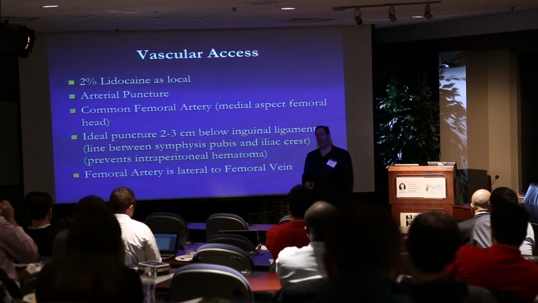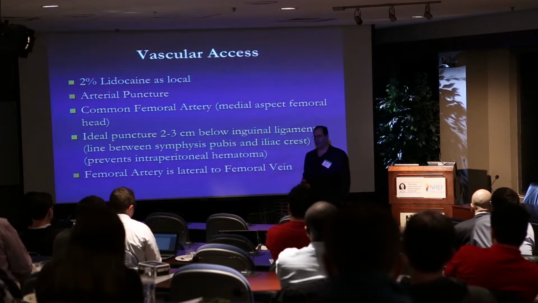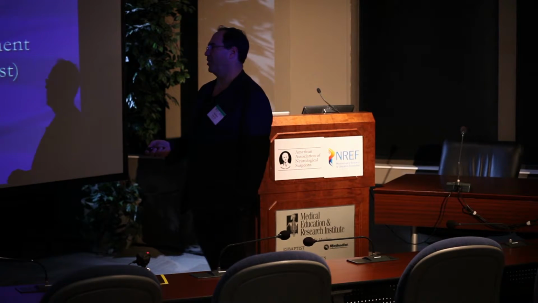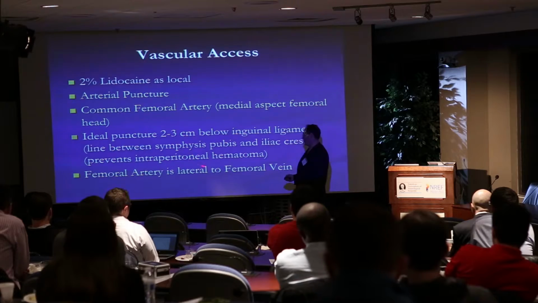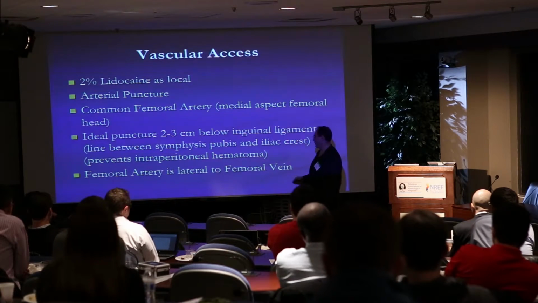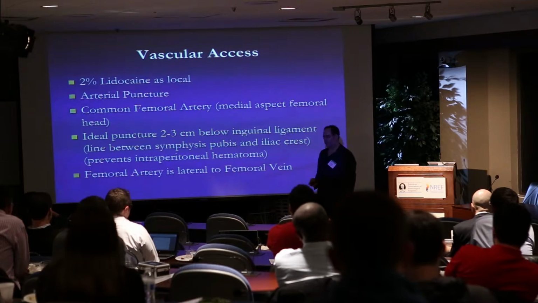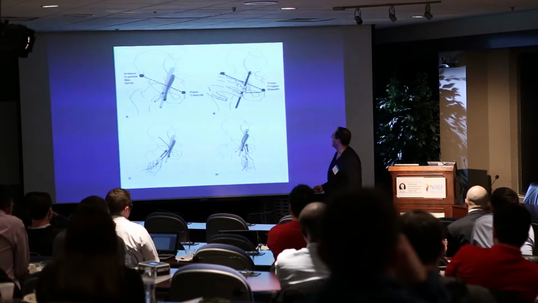So if you're sticking and you can't see, particularly in a patient that might be a little heavier, you x-ray, right? You've got all these great tools. Turn on the machine and look for the medial aspect of the femoral head. And the ideal puncture site is 2 to 3 centimeters below the inguinal ligament. Well, where's that? That's between the symphysis pubis and the iliac crest. It's so that you don't get into the peritoneum. And obviously, the artery is lateral to the vein. We all remember that from medical school.